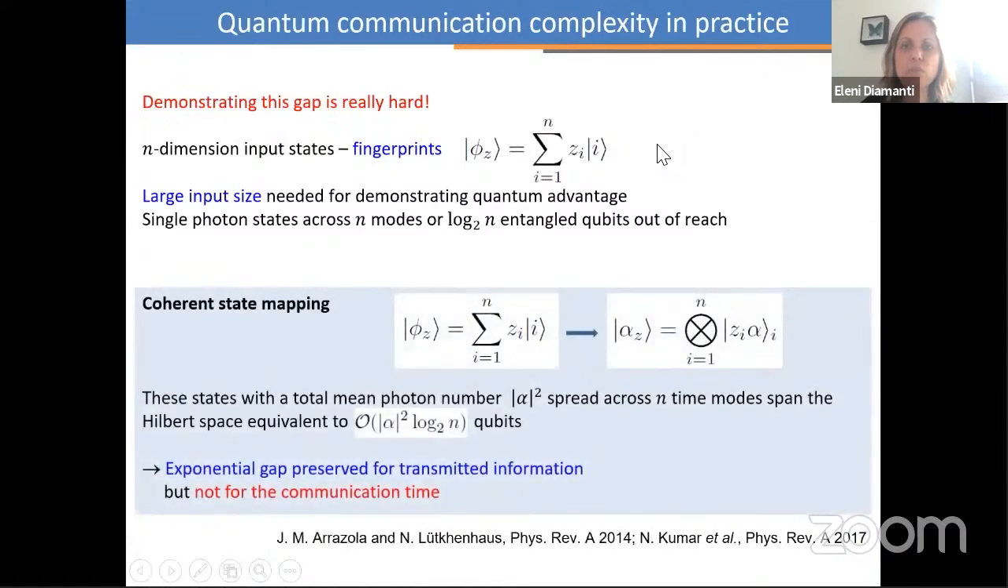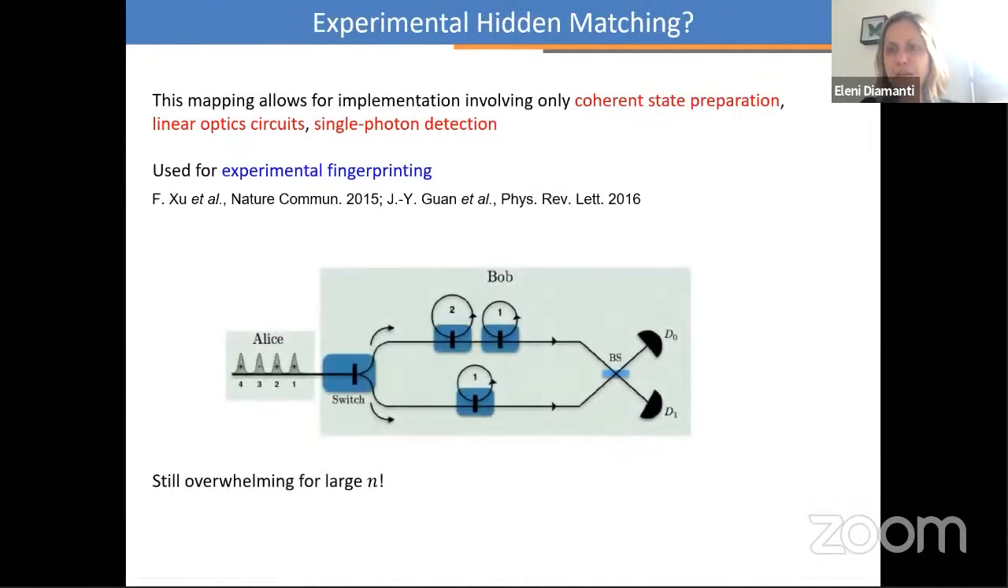the matching. So the thing is that this is not enough, right? Because depending on the matching that Bob gets, these pulses can be very, very far away in your train. So you need all sorts of different switches and delays. And when we're talking about 100 or 1,000 input size, this still becomes overwhelming for very large N. So there is still a blocking point here. This is not sufficient to actually show experimentally the quantum advantage for this protocol.